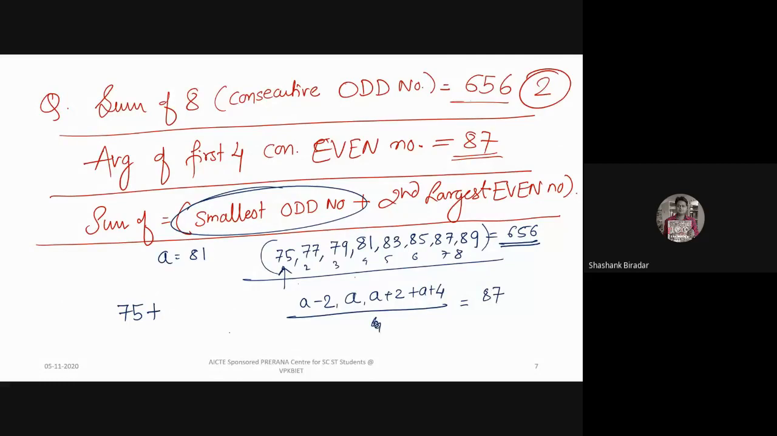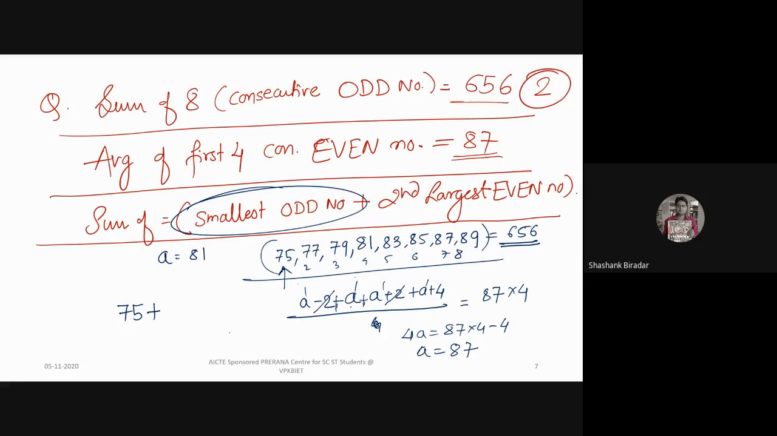So if I remove this from this place, the minus 2 plus 2 gets cancelled. So this is 4A equals 87 multiplied by 4 minus 4. So what is the value of A, Dheeraj? 87. 87. Okay.